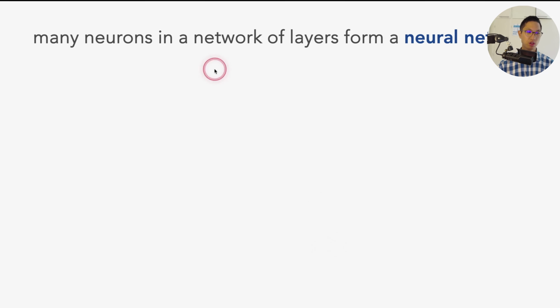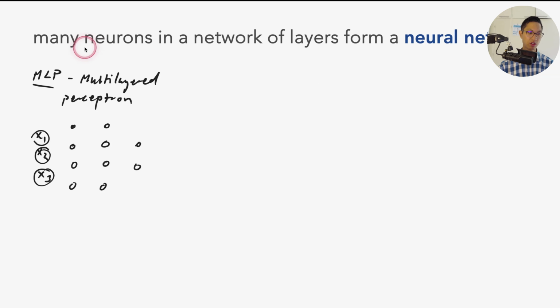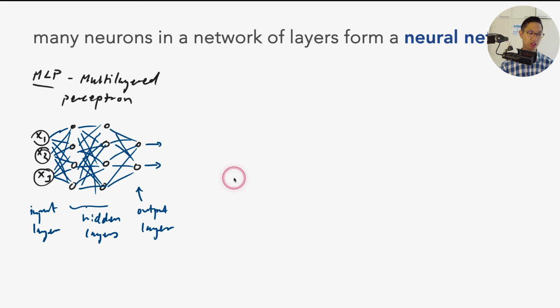If we have many neurons in a network of layers, they form a neural network. This is called MLP, multi-layered perceptron. Here you have x1, x2, x3. These are the first units. This goes into the next layer, and then those go into the next layer, and then we have outputs. It looks like this. We have input layer, hidden layers, and output layers. Similarly as before, but that was just for one neuron. We could put them together into several neurons, into a neural network.